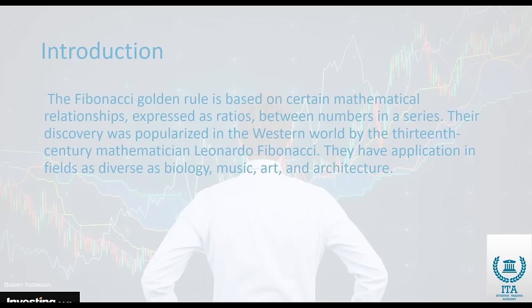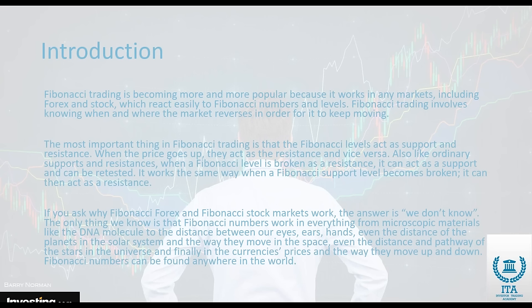Now, the Fibonacci golden ratio is based on certain mathematical relations expressed in ratios between numbers in a series. Their discovery was popularized in the Western world by the 13th century mathematician Leonardo Fibonacci. They have applications in diverse fields such as biology, music, arts, and literature. And these numbers, which are then transcribed into percentages, have no other type of explanation.